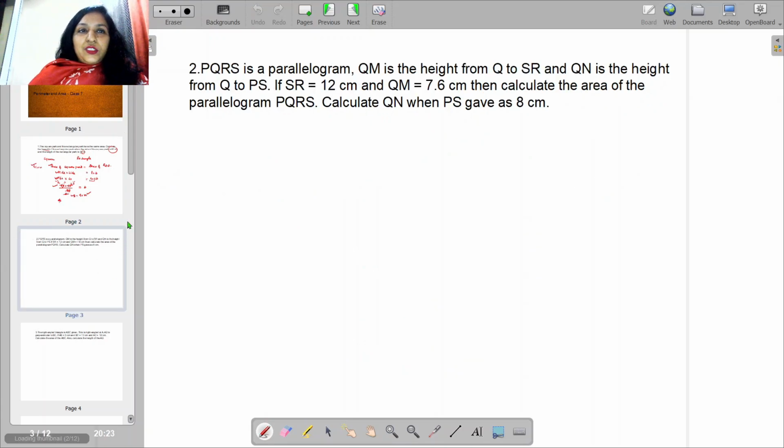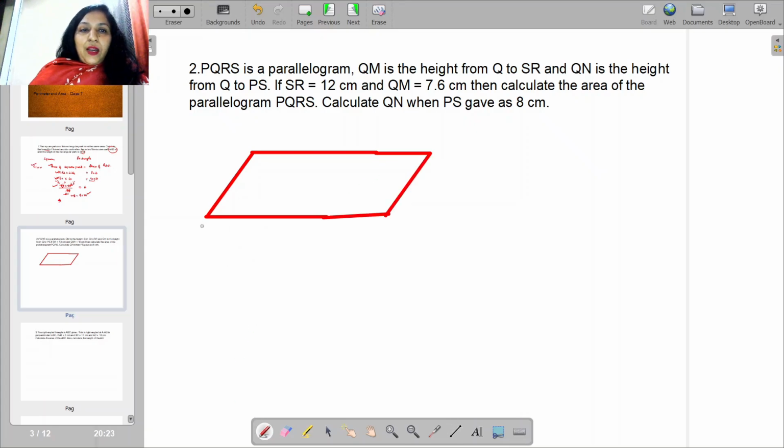Let's begin the next question. PQRS. It is a parallelogram. Now, what is a parallelogram? A parallelogram is a quadrilateral. Okay, a quadrilateral in which opposite sides are equal and parallel. Okay, that figure is known as a parallelogram. PQRS is a parallelogram. Let me just name it.